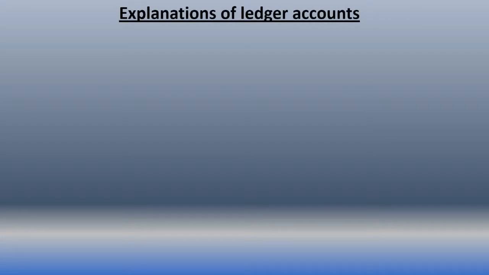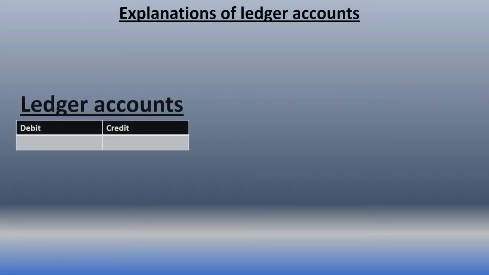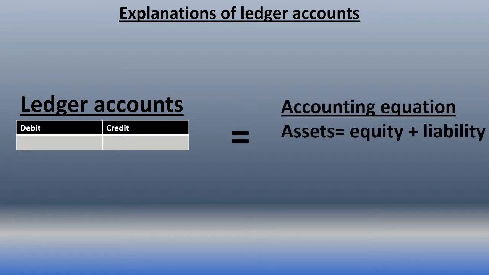Let me first explain what a ledger account is. A ledger account is also known as a T account or double entry principle account. For you to understand which amount goes to which side, you have to first understand what is called the accounting equation, or assets equals equity plus liability.